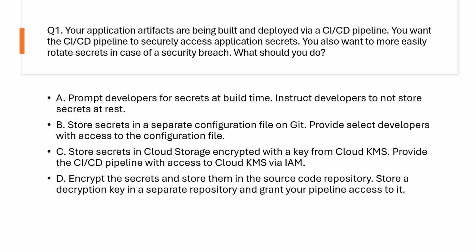A. Prompt developers for secrets at build time. Instruct developers to not store secrets at rest. B. Store secrets in a separate configuration file on Git. Provide select developers with access to the configuration file. C. Store secrets in cloud storage encrypted with a key from Cloud KMS. Provide the CI/CD pipeline with access to Cloud KMS via IAM. D. Encrypt the secrets and store them in the source code repository. Store a decryption key in a separate repository and grant your pipeline access to it.